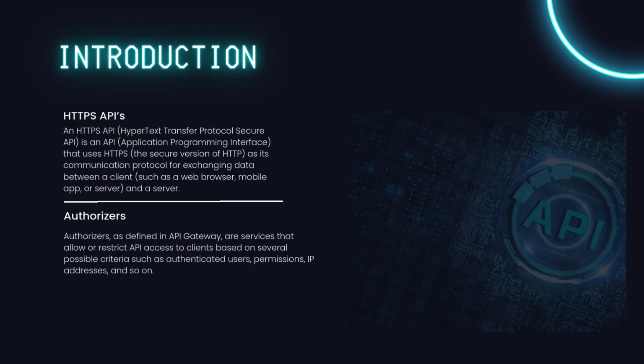Now, what is an authorizer? An authorizer, on the other hand, defined in API Gateway, is a service that allows you to restrict the API access from client to server to only authorized users, permissions, IP addresses and so on. So in this tutorial we will focus only on the authorized user who has a correct token assigned to them. This is what we will follow or give you an introduction to in this video.